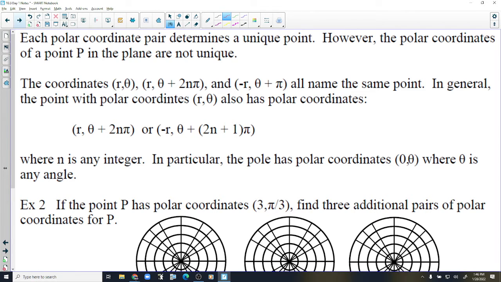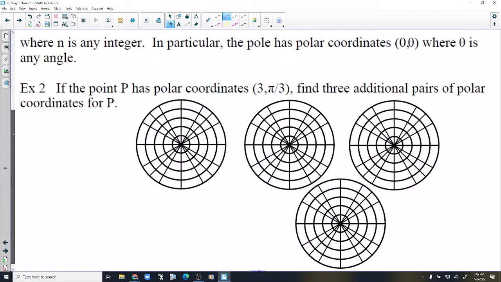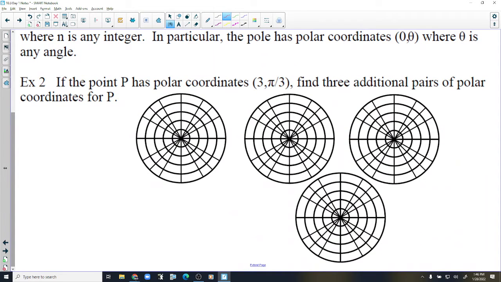Each polar coordinate pair determines a unique point. However, the polar coordinates of a point P in the plane are not unique. What does it mean by that? And then I kind of explain all that. Let's just jump down to here and actually do the example. Reading all that, it doesn't make any sense.